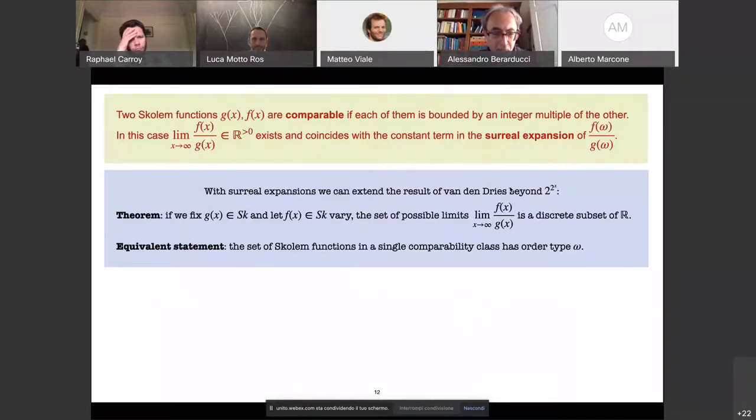So comparable is just the same Archimedean class? Same Archimedean class. Yes. Okay.